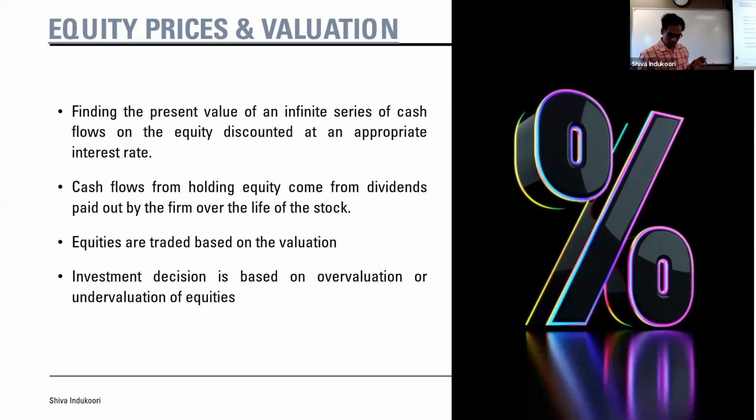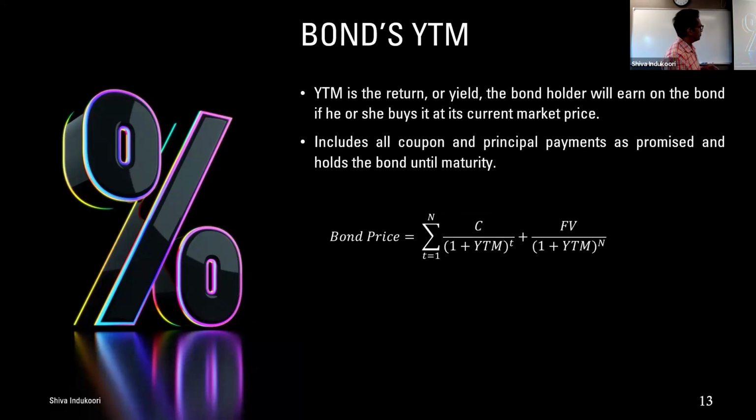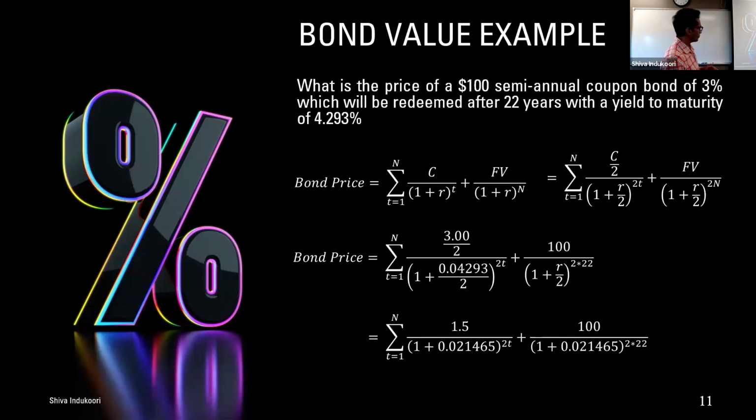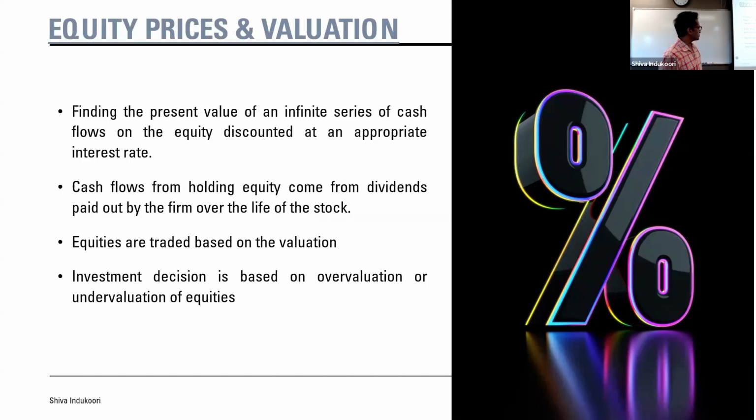Again, to tell you, in the previous examples, formulas, we used YTM here, okay? We used R here. Some books will be using K. It doesn't matter, okay? All are discounting factors or required rates of return. All are the same. So here also, while arriving at equity value, we'll be using the required rate of return again, okay?